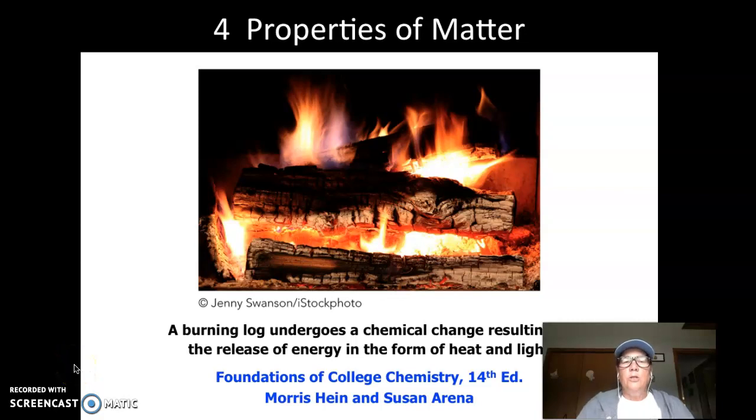All right, today we start chapter 4, properties of matter. Remember, matter is everything that you study in chemistry. It's everything you can touch, see, or feel. And here they show an example of wood going through some chemical change, some serious changes, because when you're done, it's not going to be wood anymore.